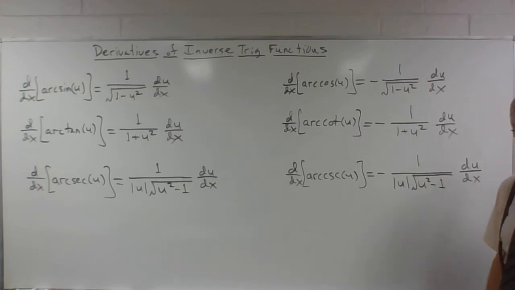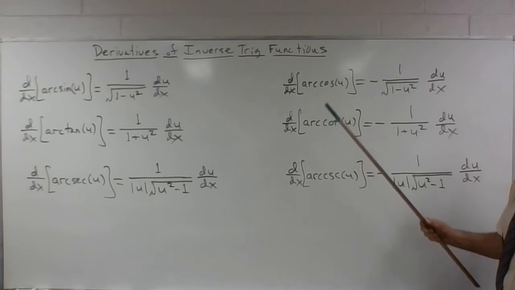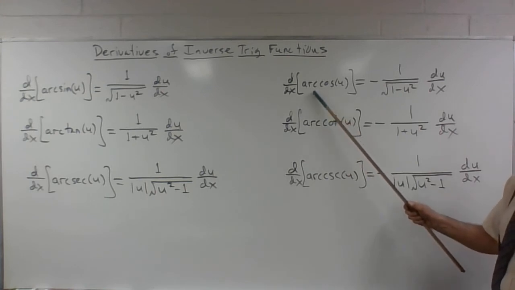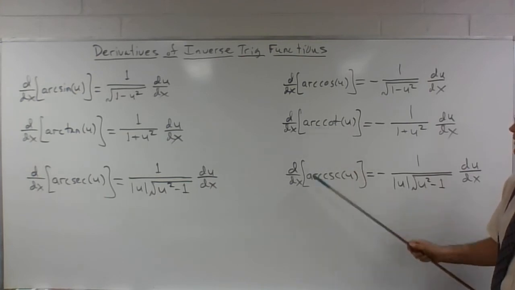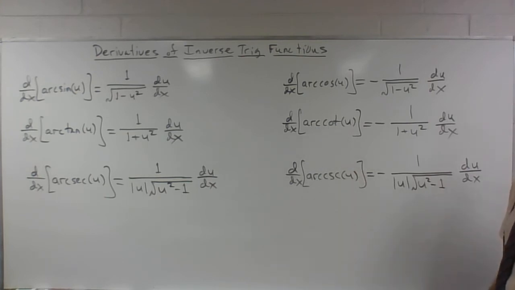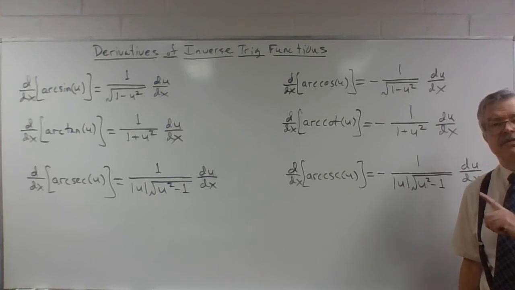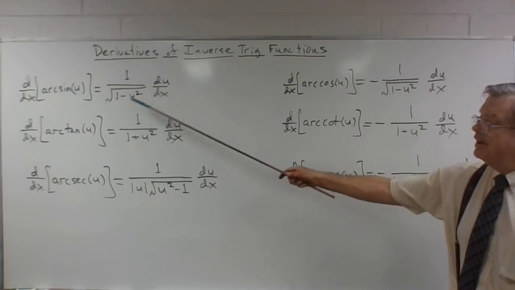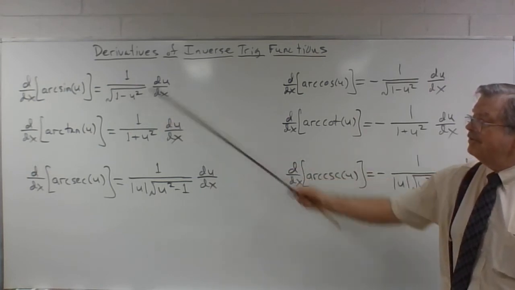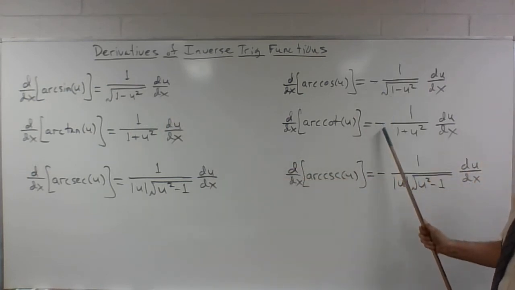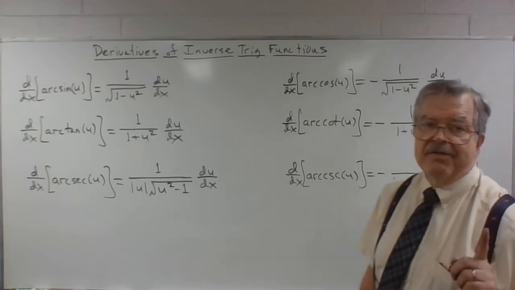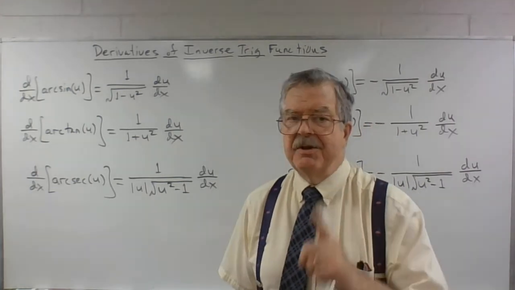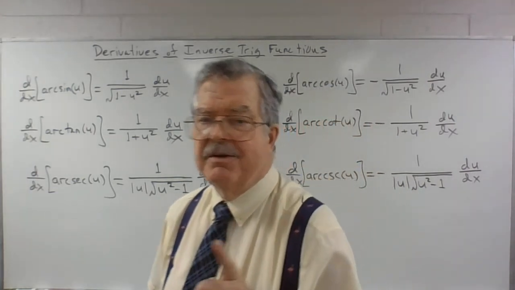And we realize that in order to get the derivatives of the arc cofunctions, arc cosine, arc cotangent, arc cosecant, we just take the corresponding arc trig functions and put a negative sign out front. Here they are. Yes, we do have to memorize them. Take a good look.